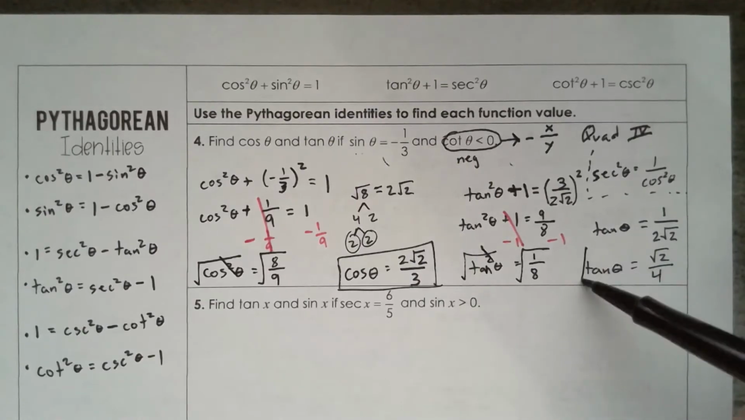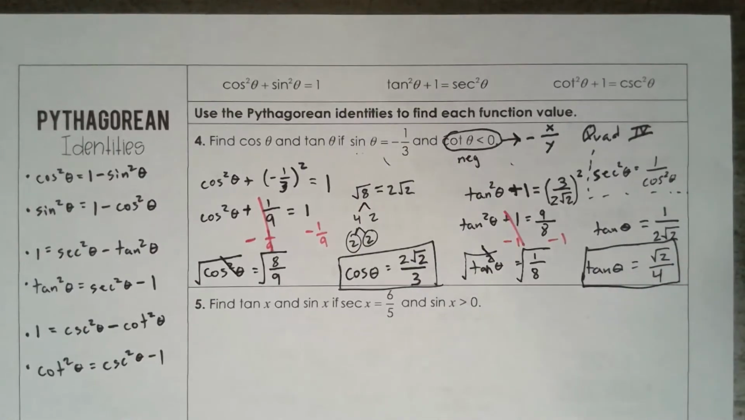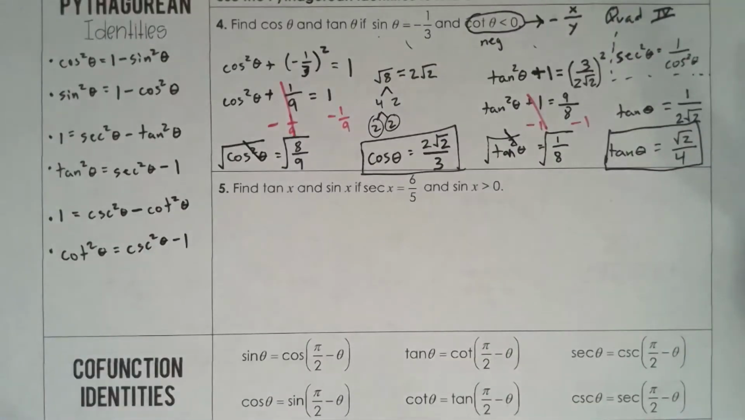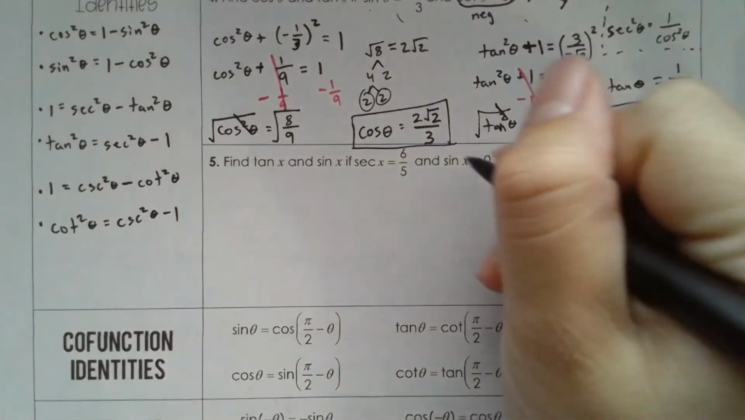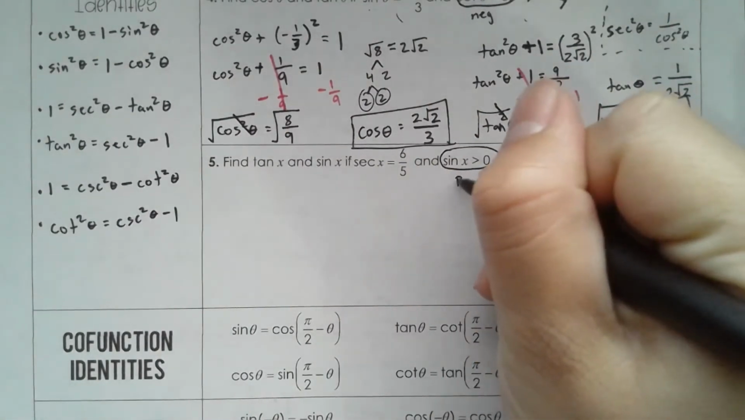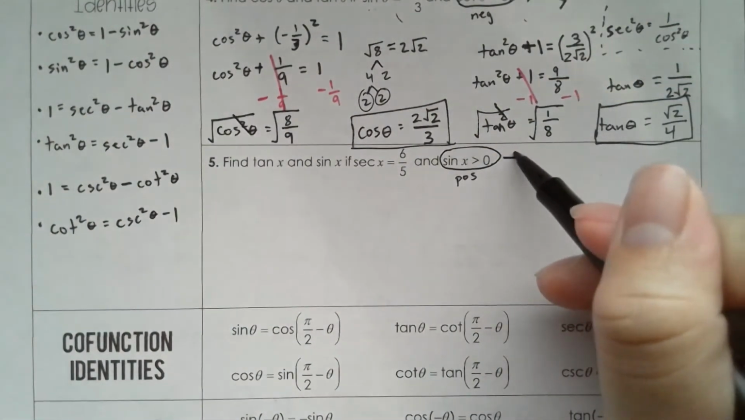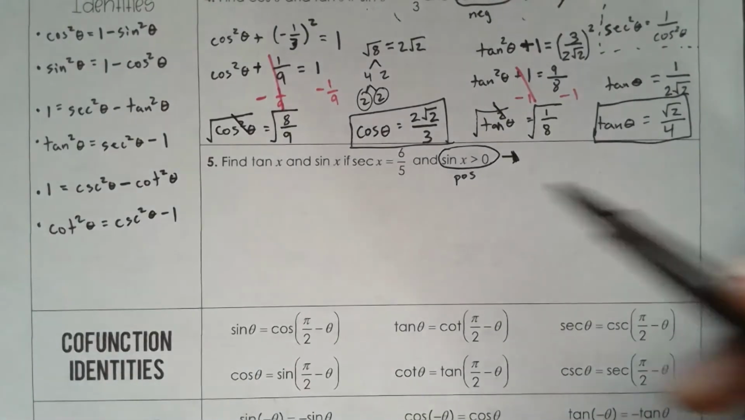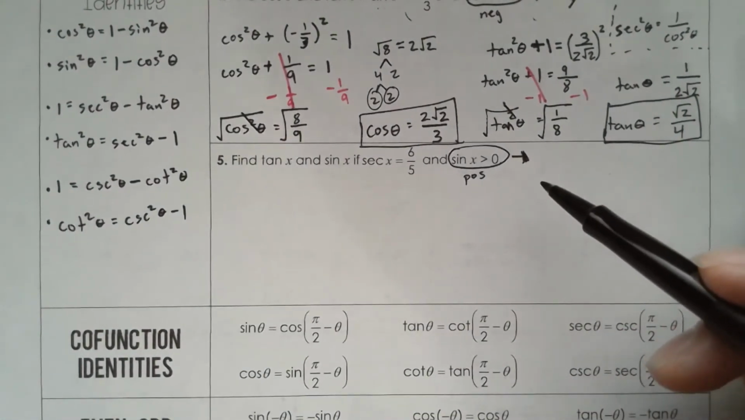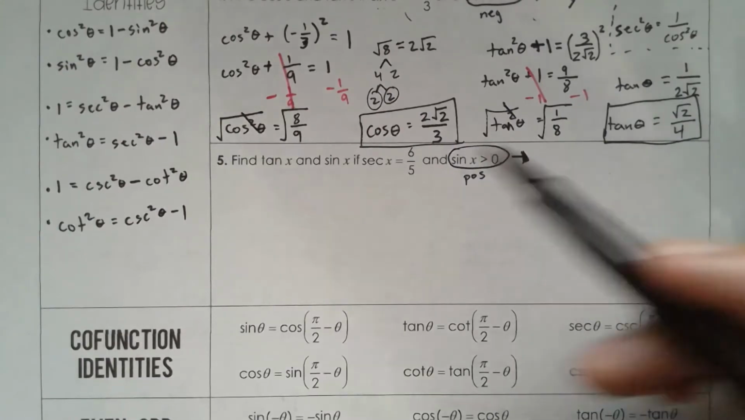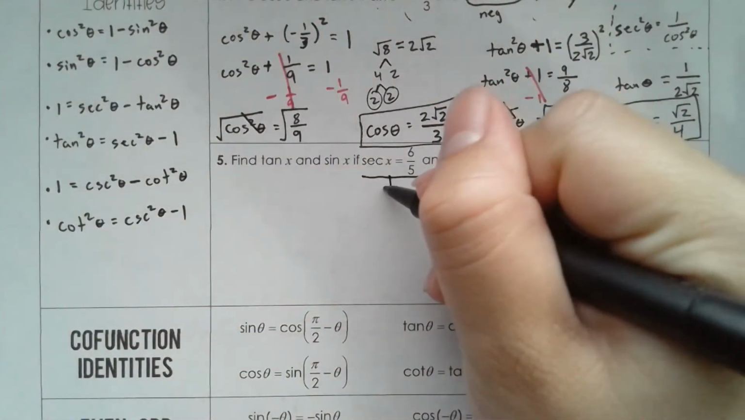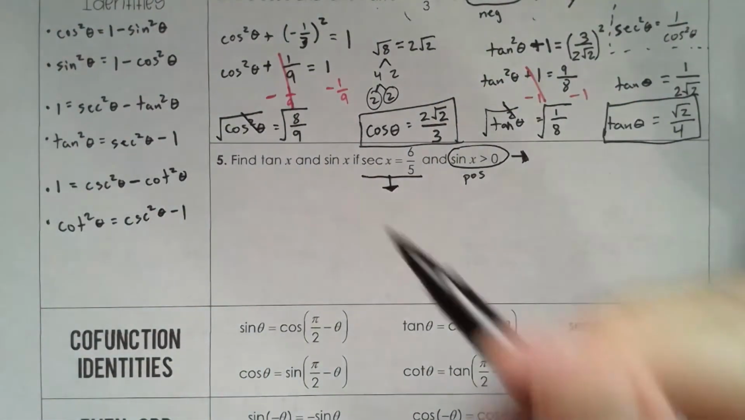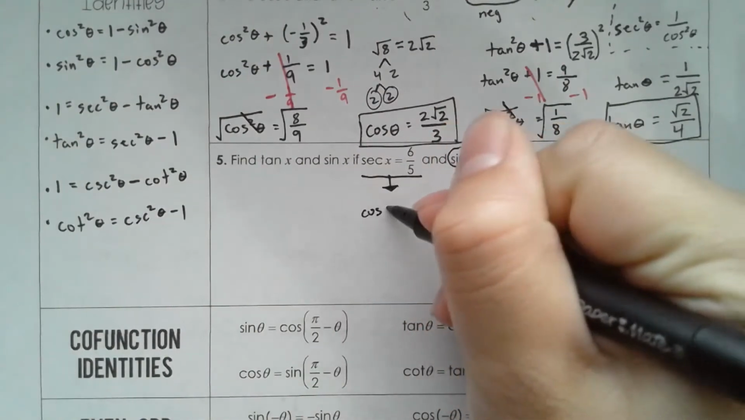Okay. Next one. Find cotangent x and sine of x if secant x is 6/5 and sine of x is greater than 0. So if this value is greater than 0, that means it's positive. Okay. Now, sine of x is y. So if y is positive, and then also here's secant of x. Secant of x is the reciprocal of cosine, so that means cosine is 5/6, the reciprocal.